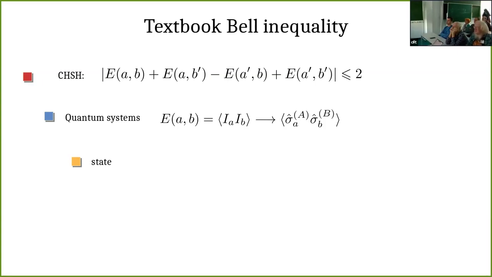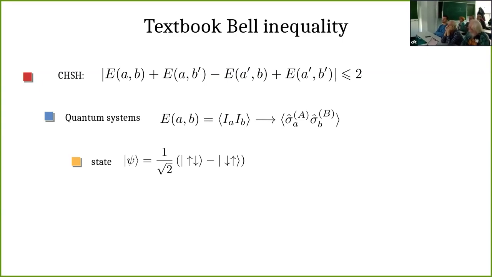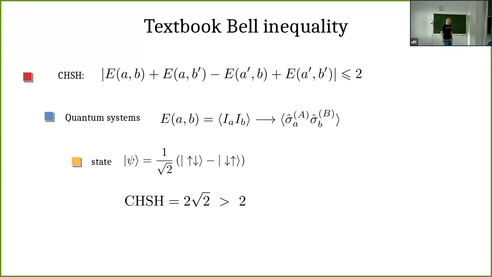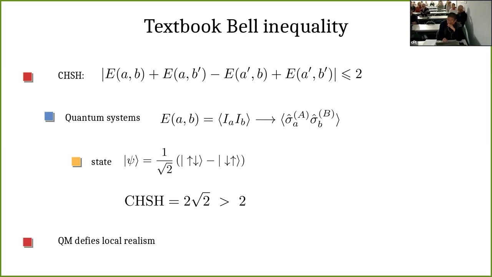Now you need to tell over what you're averaging here. For instance, if you pick the simple entangled state, the singlet state, then you sandwich sigma A and sigma B, pick orientations X, X, Y, Y, and some local rotations. This is what you get. This is like a standard introductory quantum mechanics calculation. This is actually the maximal value that quantum mechanics allows for. And this is bigger than two, which means that the E, which is the main part of this expression, cannot be written in this classical way. And that's it. And therefore, we say that quantum mechanics defies the postulates of local realism.